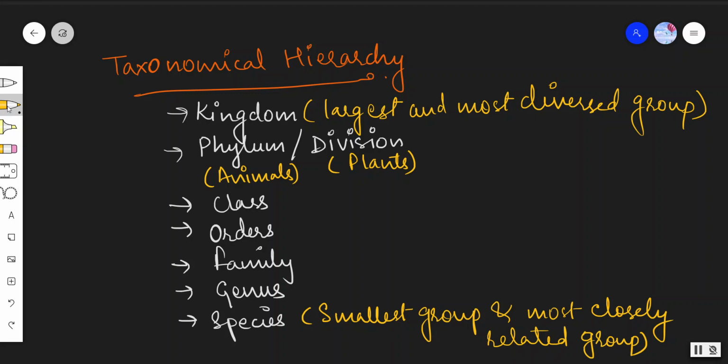Okay, so whenever we talk about hierarchy, if I asked you to write the hierarchy in an ascending order, how will you start? Ascending order means the smallest one should be first. Species, good. A number of species forms a group, that is genus. A number of genus forms a group, that is called family. And a number of families come together to form orders, and a number of orders come together to form class, and then the same for phylum or division, and different phylums come together to form a kingdom. We'll get into this in detail in the next coming videos.